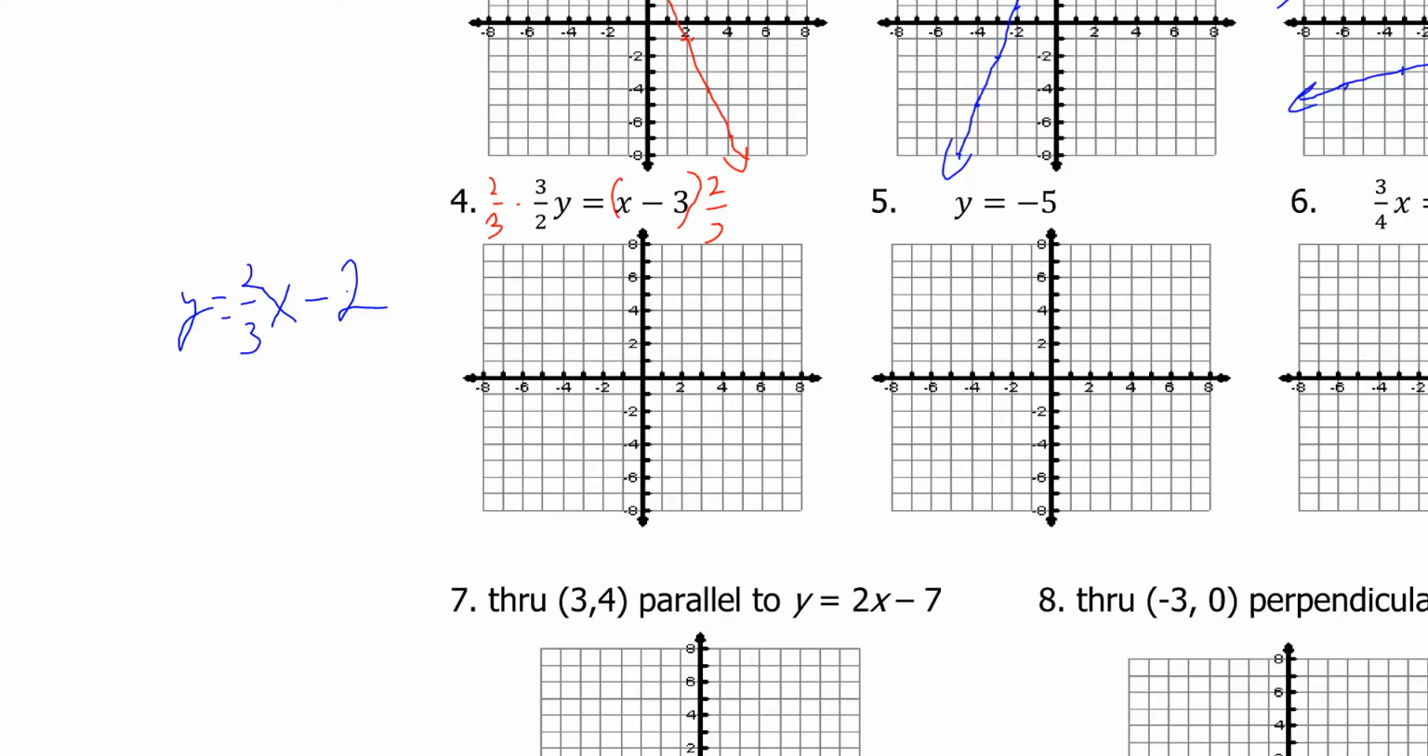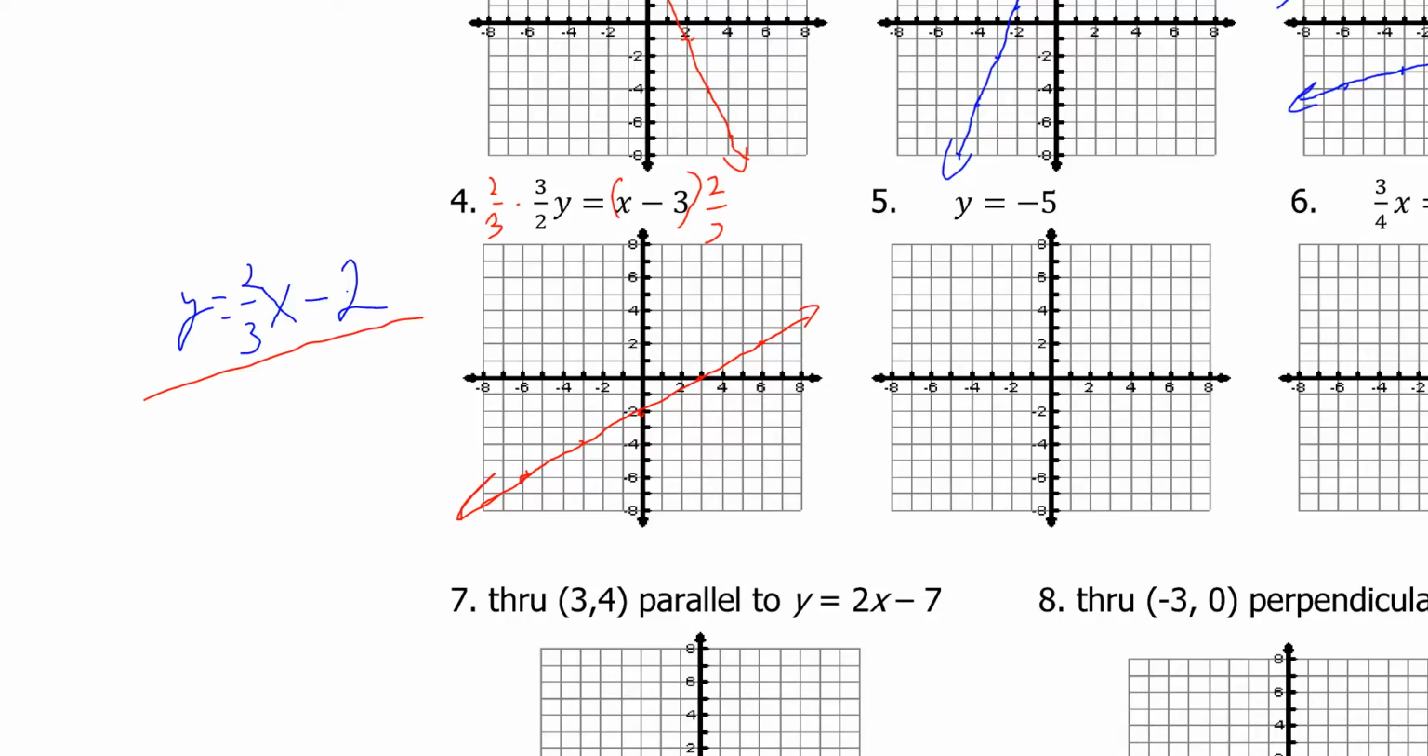And then we're going to go up 2, right 3. Up 2, right 3. Okay? And there they are. There's our dots. And then we can go ahead and connect our dots. And it's just like that. And that's simple. There's our equation. There's our line. Everything's good.